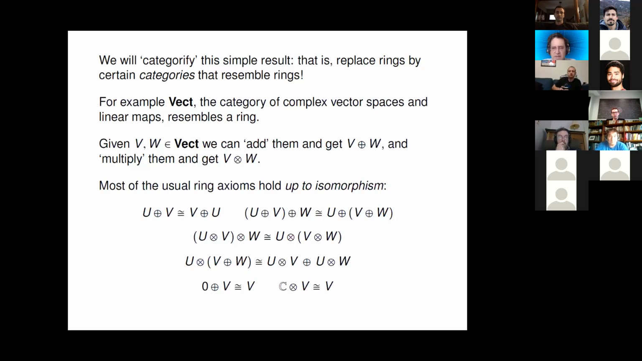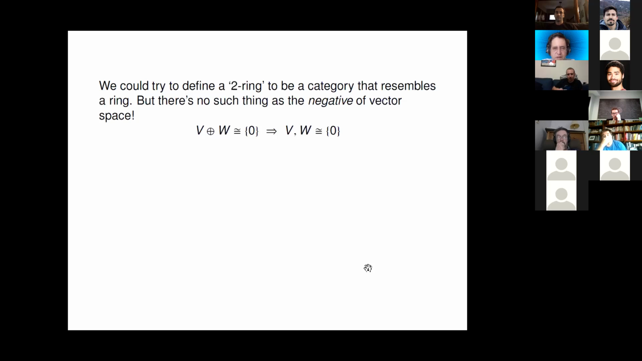So that's what we expect in category theory. In category theory, we shouldn't expect equations between objects. We should just expect isomorphisms. That's what we usually get. So we're getting something that's like a ring, but it's a category where the laws hold up to isomorphism. So you could try to take that idea and define a concept of a two-ring. Two means like right after ring. And we could try to define it to be a category that resembles a ring in the manner that I was sort of sketching out.